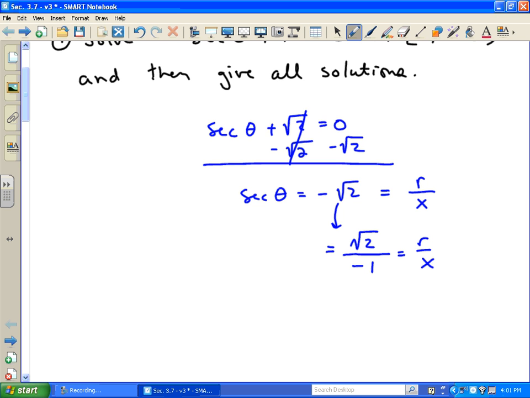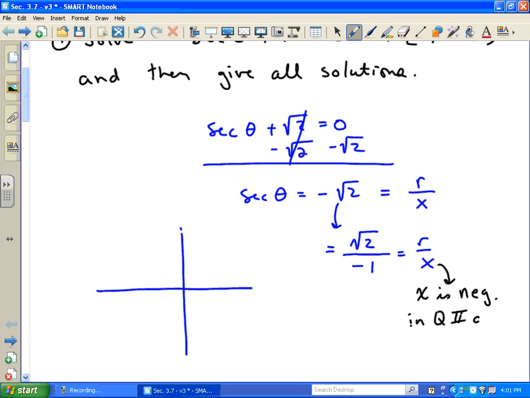Now from here, I'm going to draw a triangle. Like I said, most of the time we're going to end up with two different angles as a solution. In this particular problem, x is negative 1 and r is positive. R is always positive. Which quadrants is x negative in? X is negative in quadrants 2 and 3. So we know those are the quadrants where we want to draw our triangle, so I'll draw triangles in both of those quadrants.